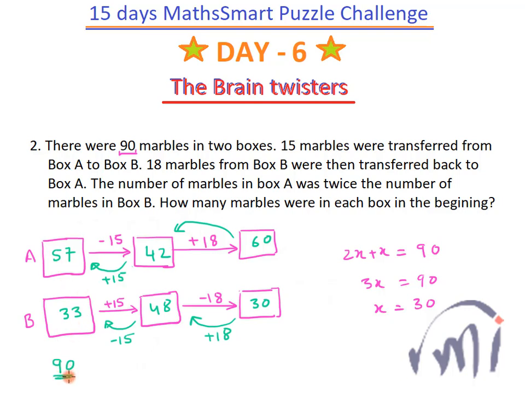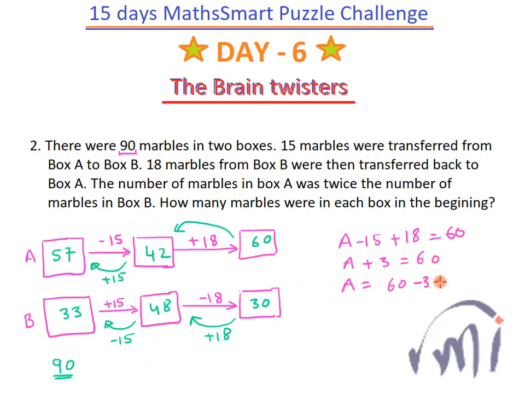So this is the solution for the second problem, or yes, you could have solved it using algebra. If I assume that box A had capital A number of marbles, then A minus 15 plus 18 is equal to 60, or I can say A plus 3 is equal to 60, or A is equal to 60 minus 3, that is equal to 57, which is actually the same result as we got last time.